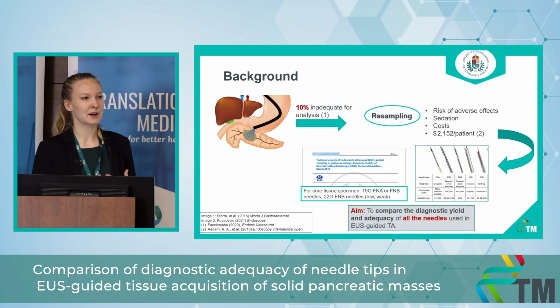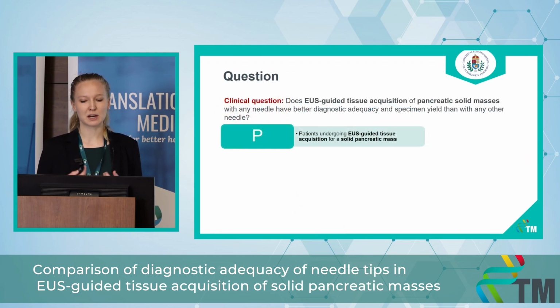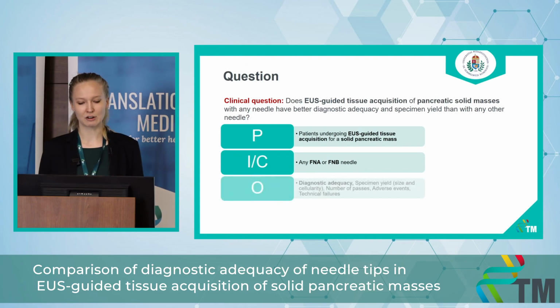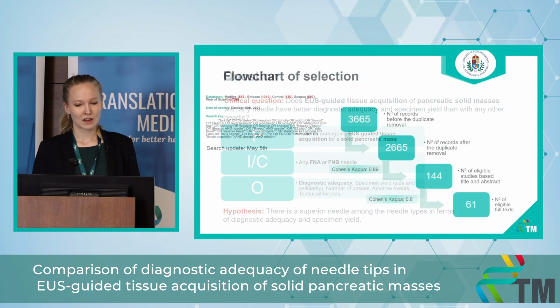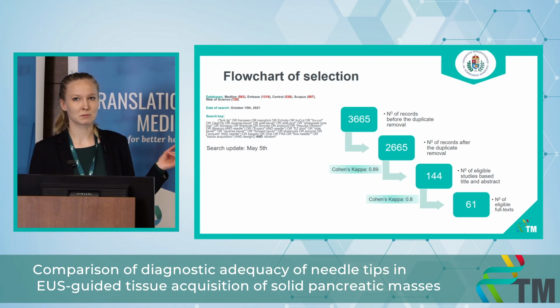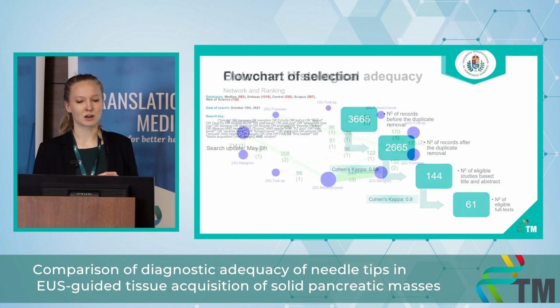So our aim was to compare the diagnostic yield of all the needles used for tissue acquisition. For this, we have a PICO of patients undergoing endoscopic ultrasound-guided tissue acquisition for a solid pancreatic mass. The intervention and comparator is any FNA or FNB needle, and our outcomes are diagnostic adequacy, specimen yield, number of passes, adverse events, and technical failures. We started off with around 3,600 search results. We also updated the search in May of this year, and we finally had around 60 eligible articles.